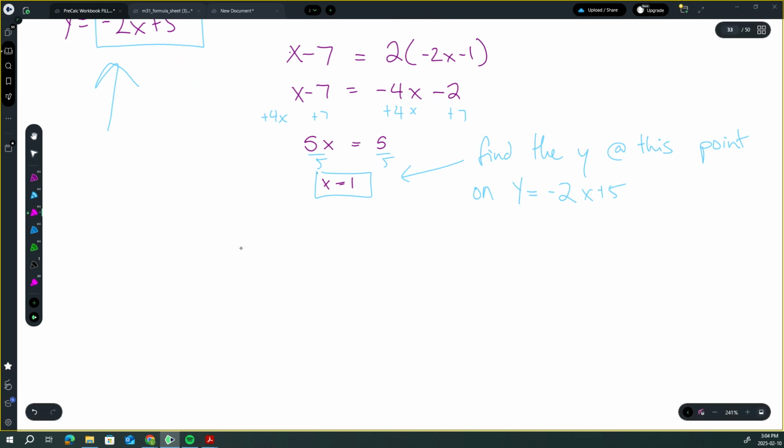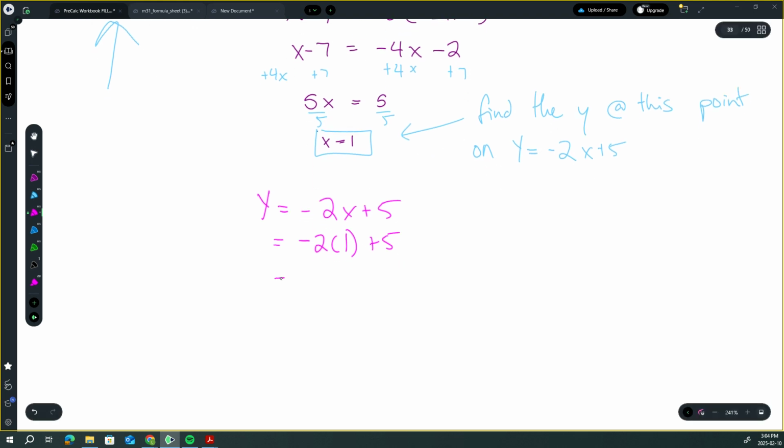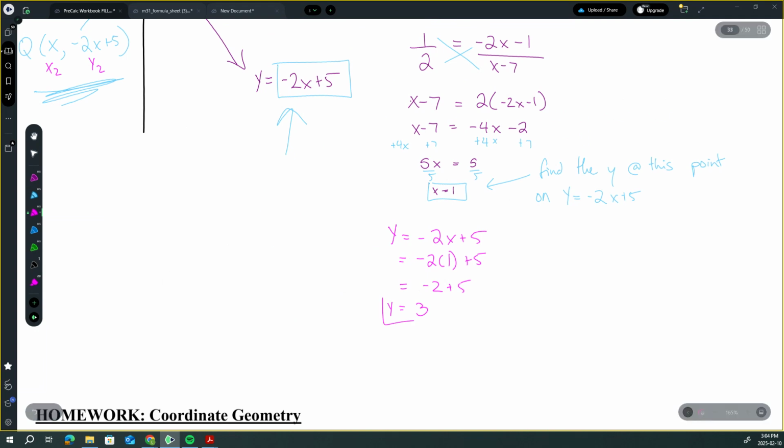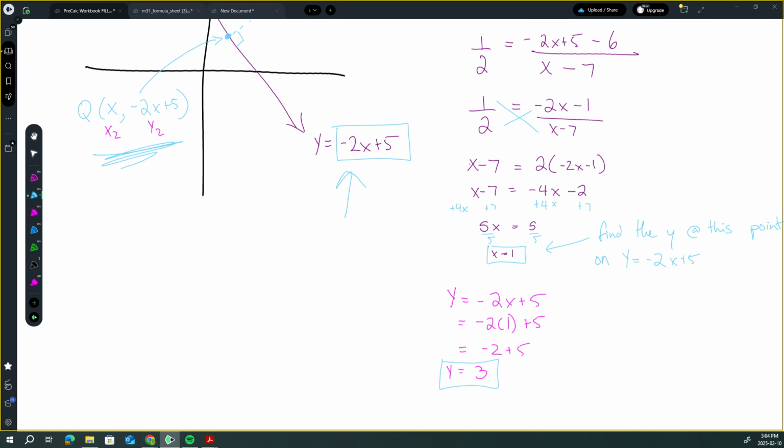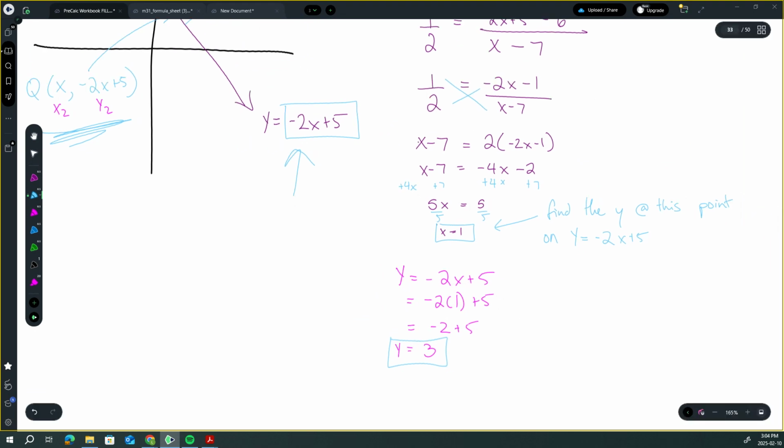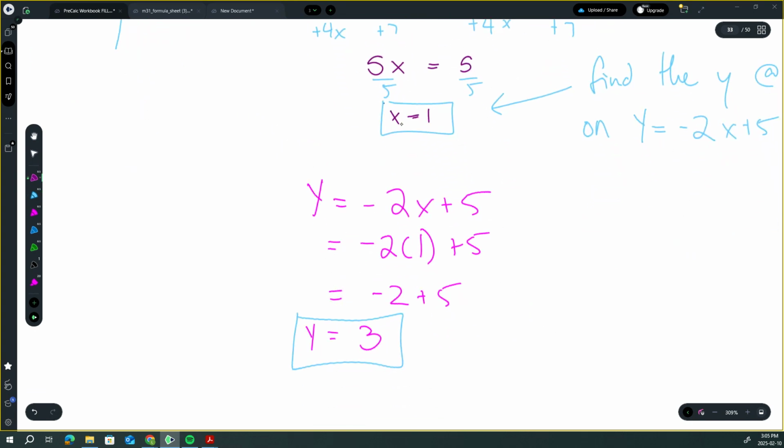So let's do that in pink to show it's a different step. So y is equal to negative 2x plus 5. Substitute in 1 for x. We have negative 2 plus 5 is equal to 3. So it's an intermediate answer, I should say, so I'm going to put a light blue box around it. Because I labeled my Q coordinates as x2 and y2, I'm going to sneak that in here. So x2 and y2.